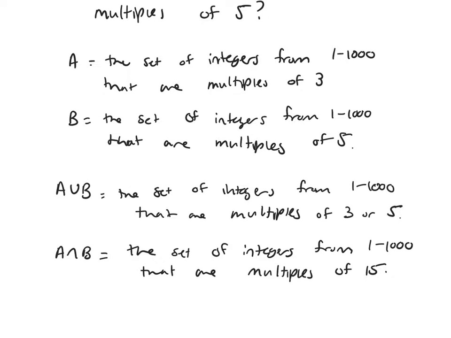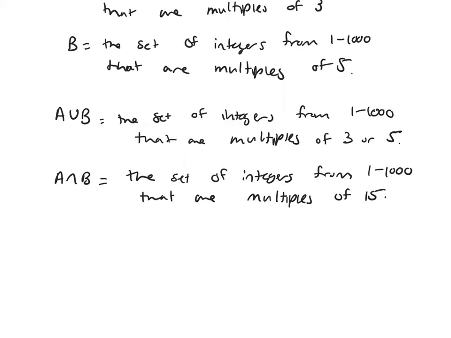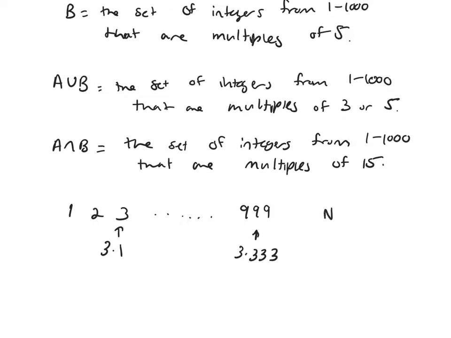So let's start with our set A. We're going to count the number of multiples of 3. So list out all our numbers, 1, 2, 3. And the last multiple of 3 would be 999. So this would be 3 times 1, 3 times 333. So the number of elements here that are multiples of 3 are 333.